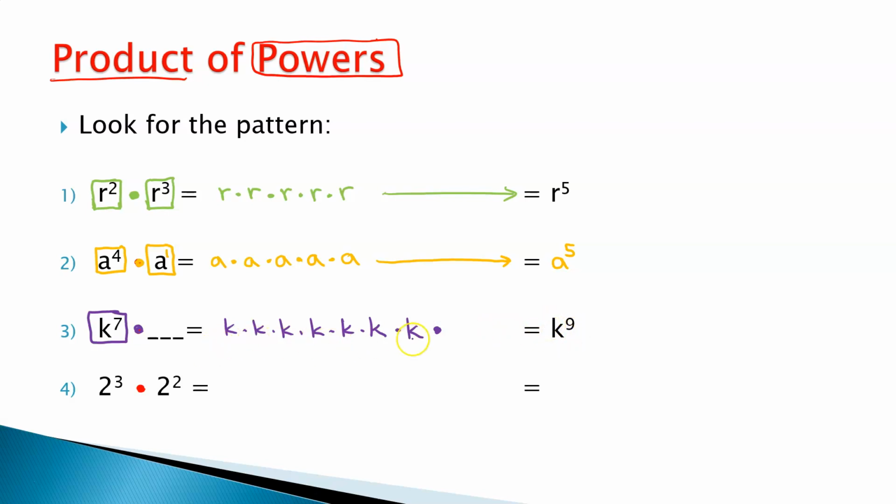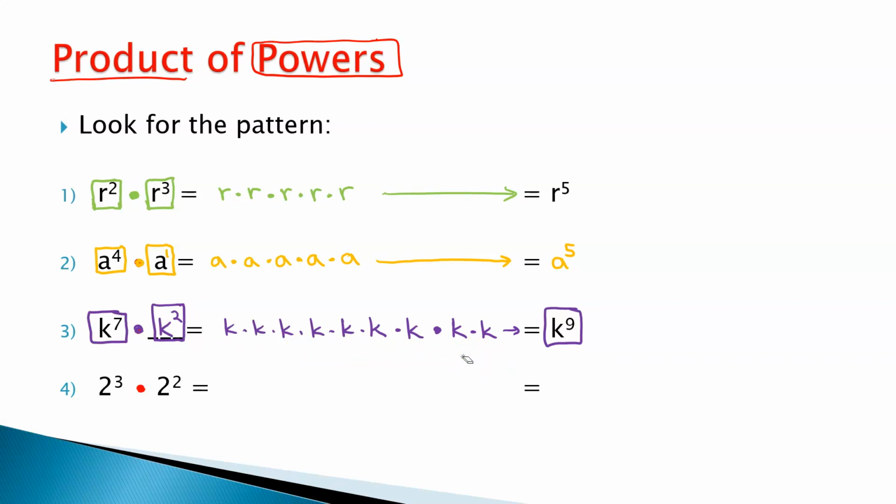Well, I already have 7 k's. If I multiply 2 more k's into that, that's going to be k to the 2nd power. K to the 7th times k to the 2nd is going to give us k to the 9th power, right? If I expanded all those k's out and put them all back together, I would rewrite that as k to the 9th.